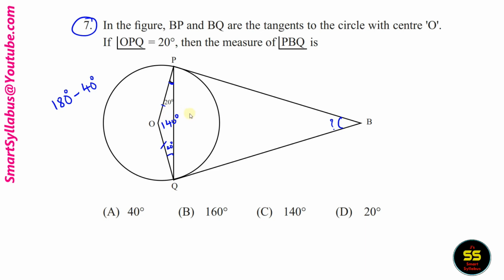Just without concentrating here and there, if you get an answer like this, and then check the options, and in this we have 140 degrees, you'll just tick mark that one, and after the result you'll come to know that it's a wrong answer.